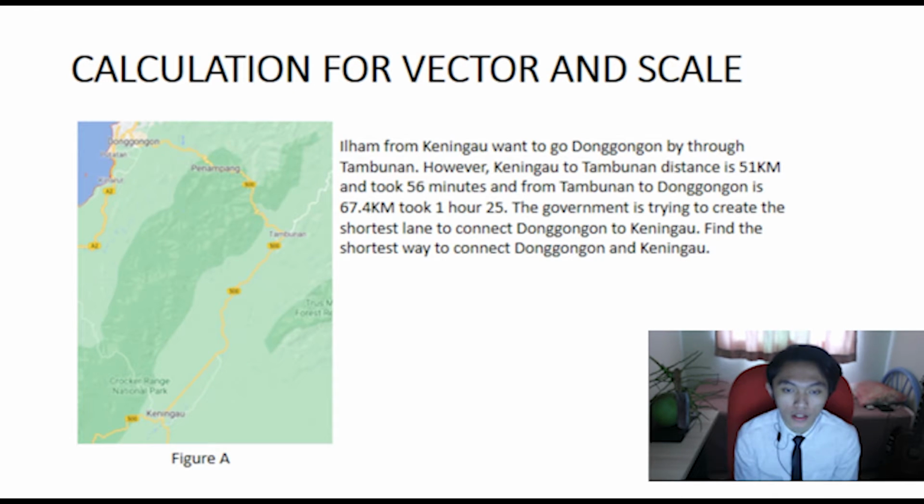Next, let us see an example of a question that involves vector and scalar calculation. The question is, Ilham from Keningau wants to go to Dogongan through Tambunan. However, Keningau to Tambunan distance is 51 km and 56 minutes, and from Tambunan to Dogongan is 67.4 km and 1 hour and 25 minutes. The government is trying to create the shortest lane to connect Dogongan and Keningau. Find the shortest way to connect Dogongan and Keningau. So the question asks us to find the shortest way to connect Dogongan and Keningau.